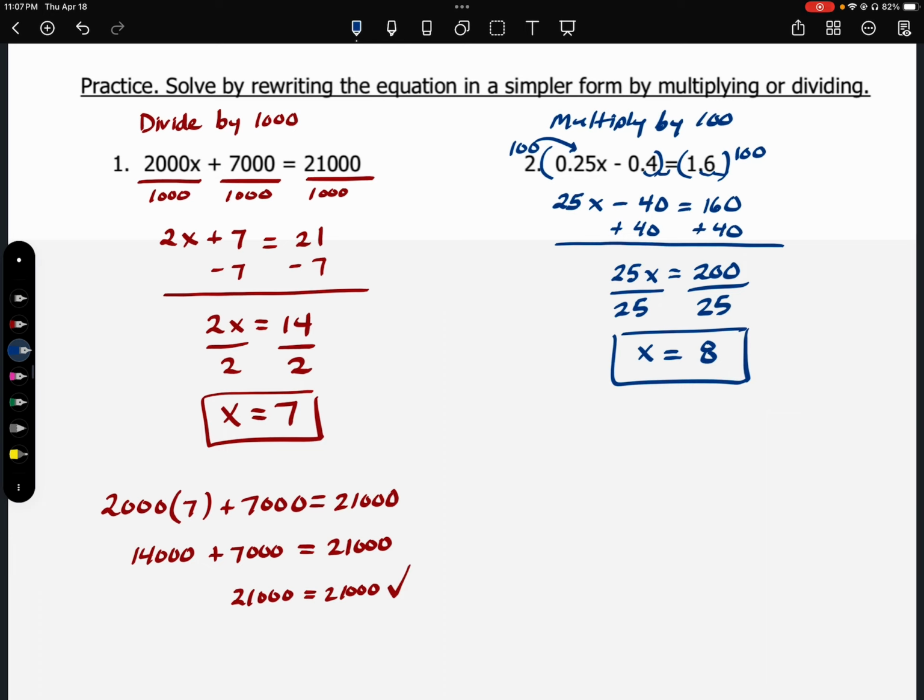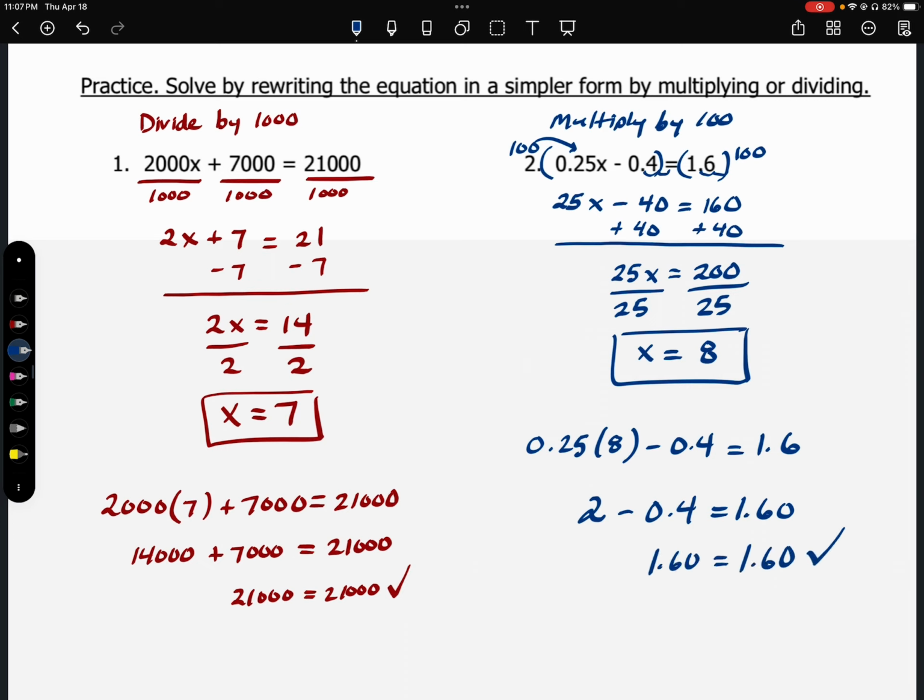And you can always take that, plug it back in, just to verify that everything checks out. So we'd say 0.25 times 8 minus 0.4 is equal to 1.6. So 0.25 times 8, let's think about that. That's like $2, right? 8 quarters makes $2. And $2 minus 40 cents should end up equaling $1.60. So we can say that this one checks out.